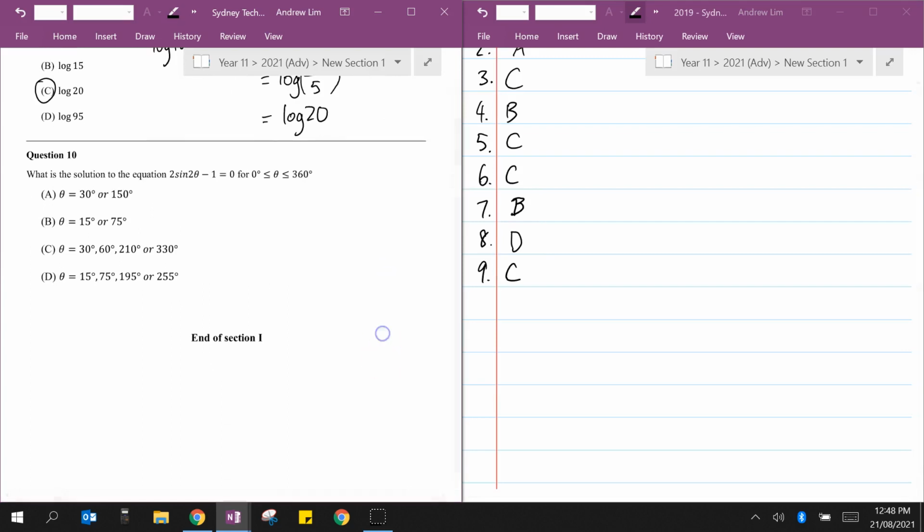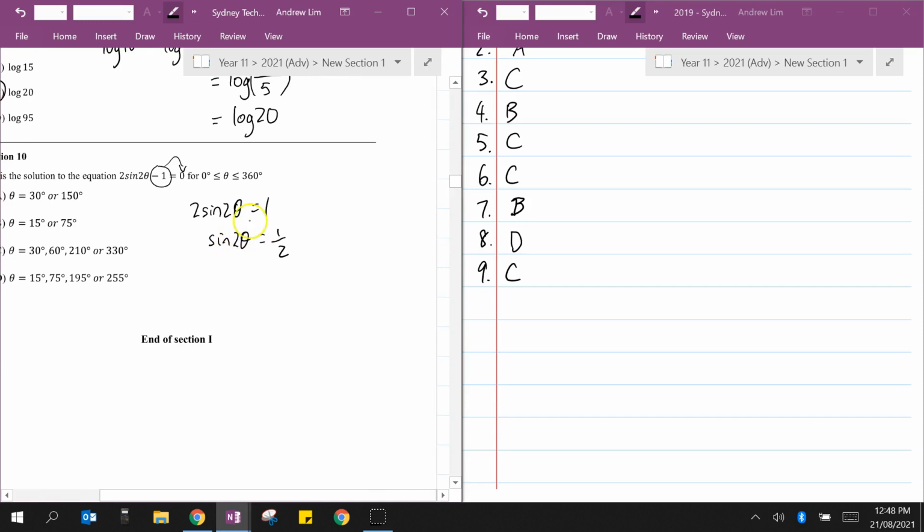Last question for multiple choice. What is the solution to the equation 2 sine 2 theta minus 1 is equal to 0 for 0 is less than or equal to theta, which is less than or equal to 360. So I'm going to move this one across to get 2 sine 2 theta is equal to 1. And then I'm going to get sine 2 theta is equal to half. Divide both sides by 2.